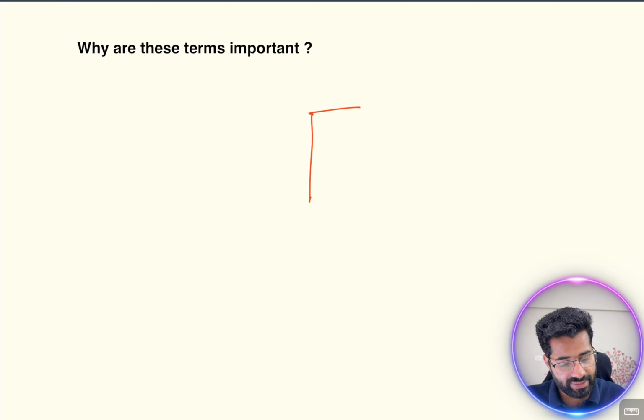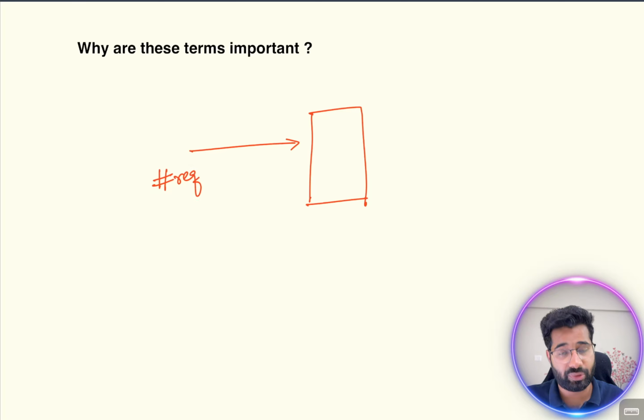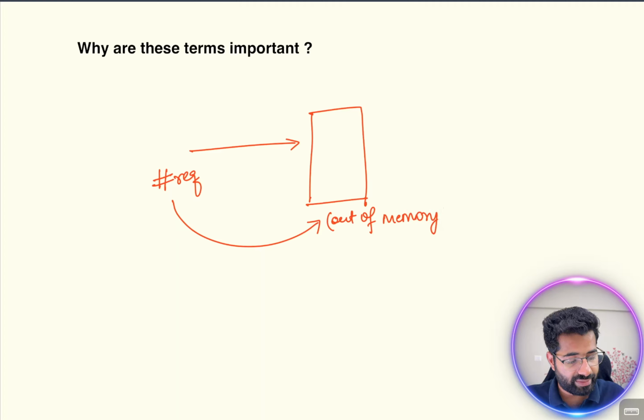So let's say we have a server and there are requests coming on this server, and the number of requests that are coming on this server is exponentially increasing, and it increases to a point where the server goes out of memory, and an out of memory signal is triggered and the server crashes.